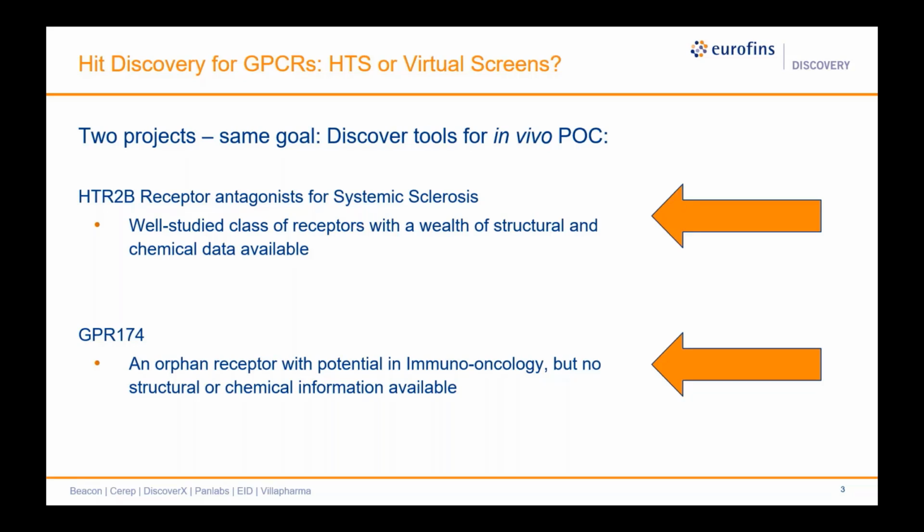The second is a receptor in which we know almost nothing, basically some expression data around an orphan receptor called GPCR 174. It looks like it has potential in immuno-oncology, but we don't have any structural or chemical information available. So let's start with the 5-HT2B receptor.